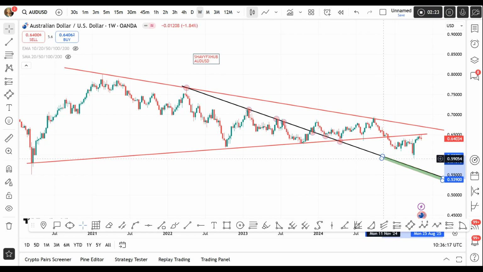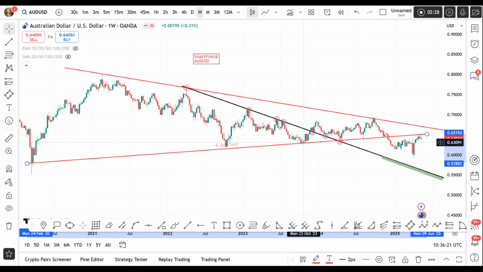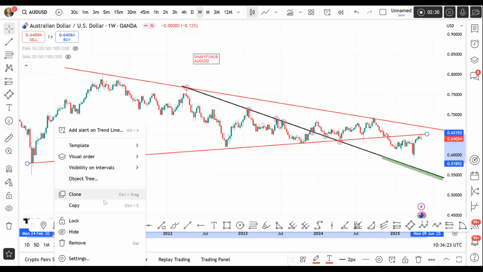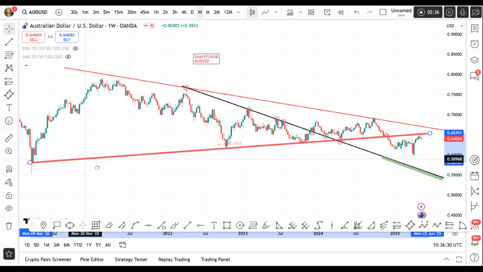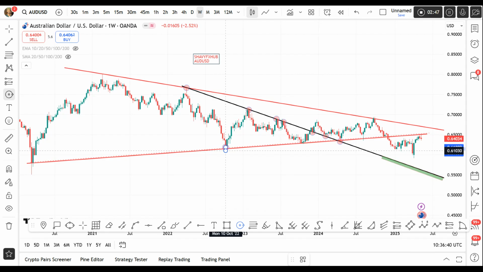Now we are seeing a whole lot of resistance on this roof. It is okay to see that this area has been rejecting price. It's normal. The reason is because of an area of demand, an ascending trend line. So it's doing its work, what it's paid to do. That's what it's doing on a weekly time frame.